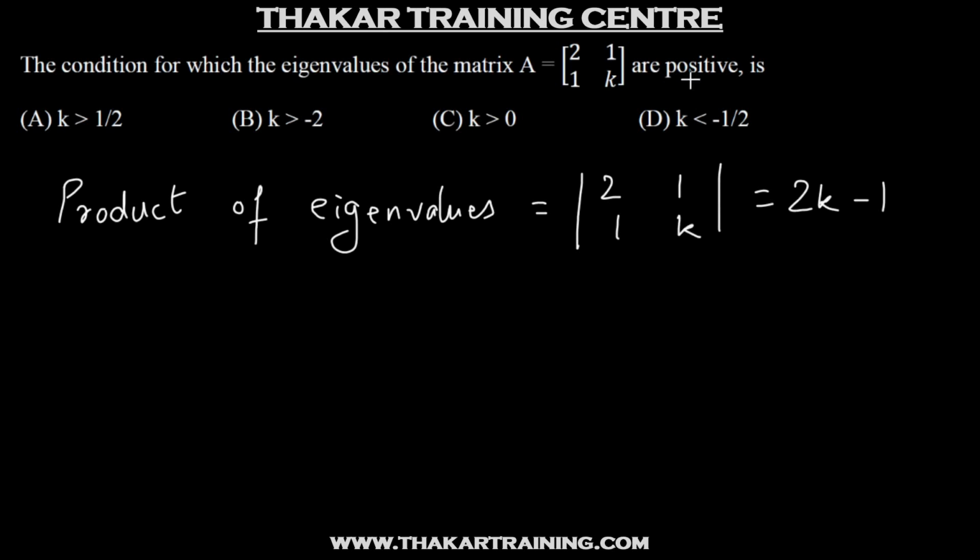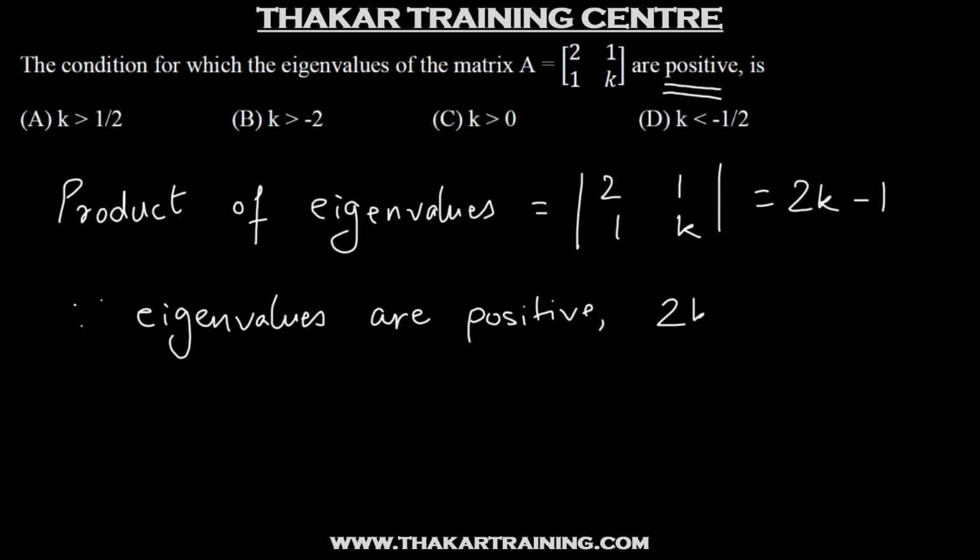Now if the eigenvalues are supposed to be positive, then this product will also be positive, obviously. If two numbers are positive, their product is also going to be positive. So we will say, since eigenvalues are positive, their product 2k minus 1 should be greater than 0. And so this gives us k should be more than half. So we have that as option A.